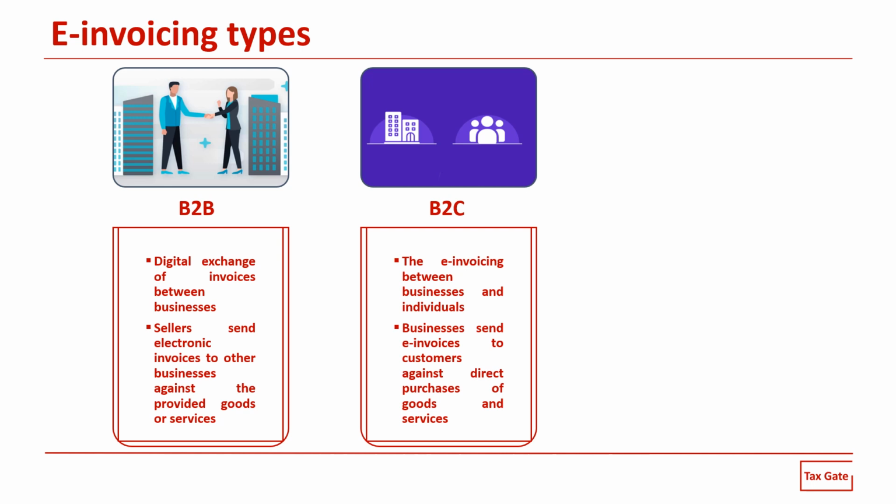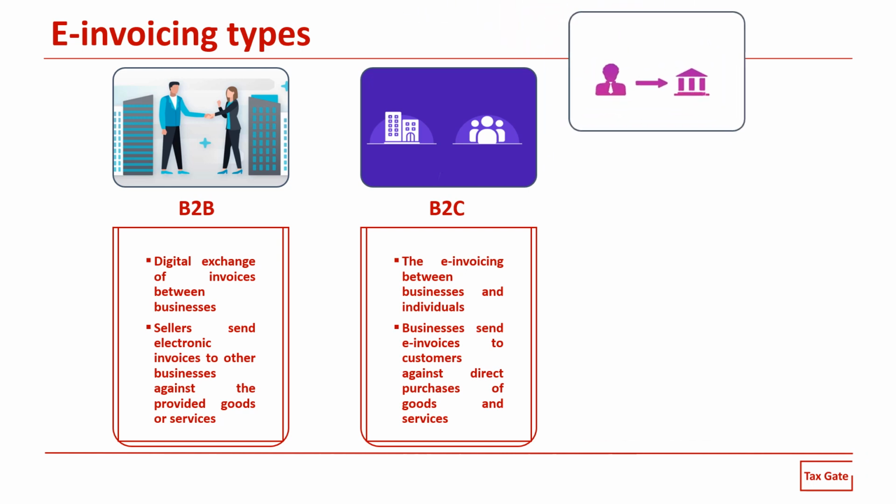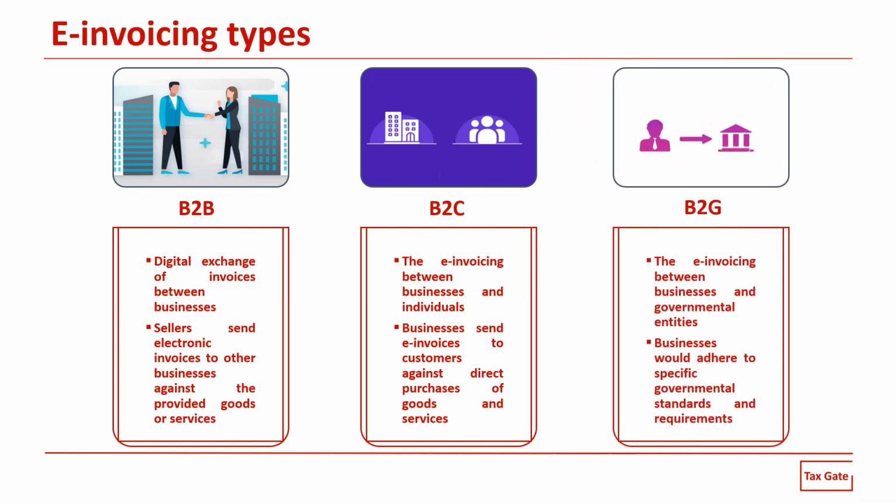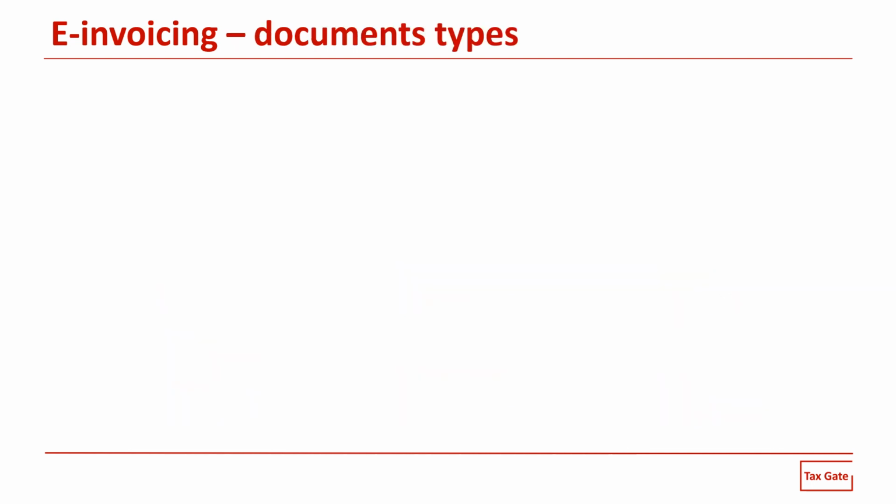And finally, we would also have B2G or business-to-government e-invoicing, which refers to the electronic invoicing between businesses and governmental entities. And here businesses send electronic invoices to governmental agencies against goods and services which would adhere to specific governmental standards and compliance requirements. Well, so that was for the types of e-invoices from a business perspective, and now let's cover once again the types of e-invoices, however, this time from a document perspective.